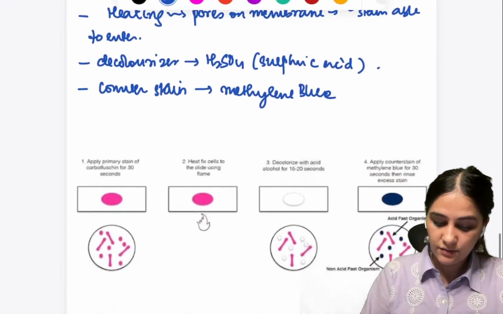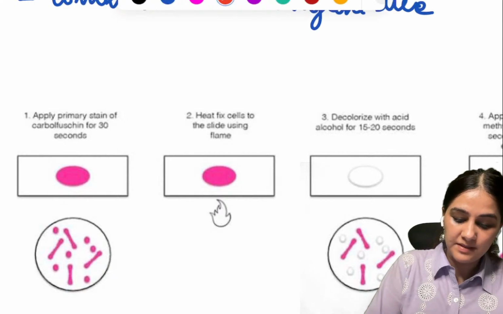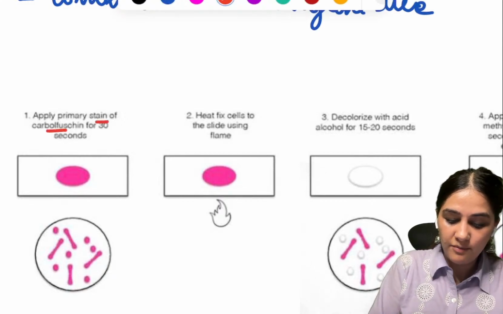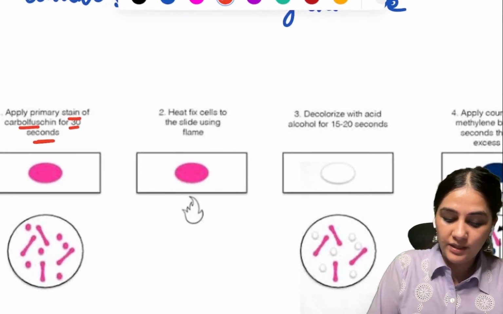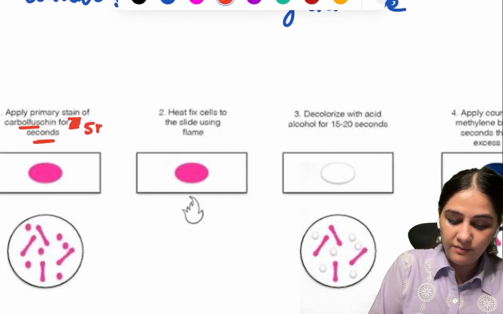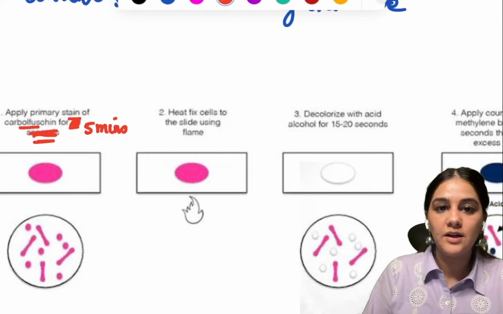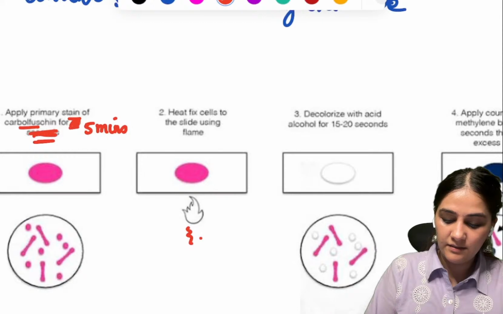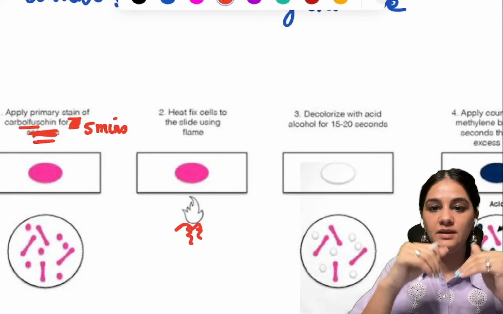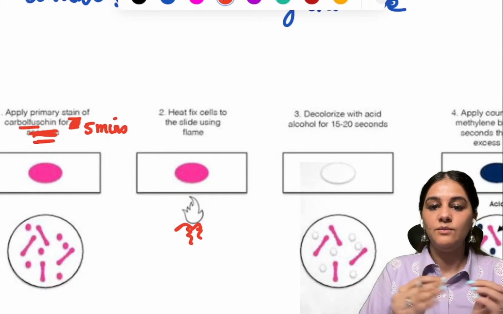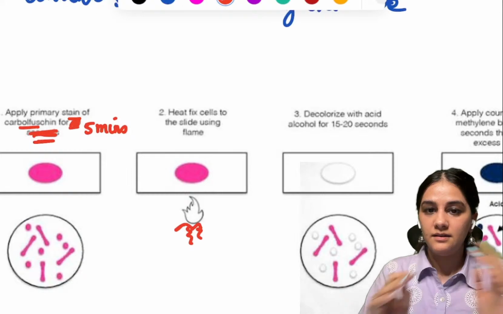So let's see here. What is happening here? These are going to be the steps. Add a primary stain of carbol fuchsin. This is actually kept for 5 minutes. It's not kept for 30 seconds. For 5 minutes we have kept it, and now we are applying heat. When we are applying heat, the cell membrane is opening, making pores, and the dye is going in. When we remove it from heating, the pores close and the stain is retained, right?